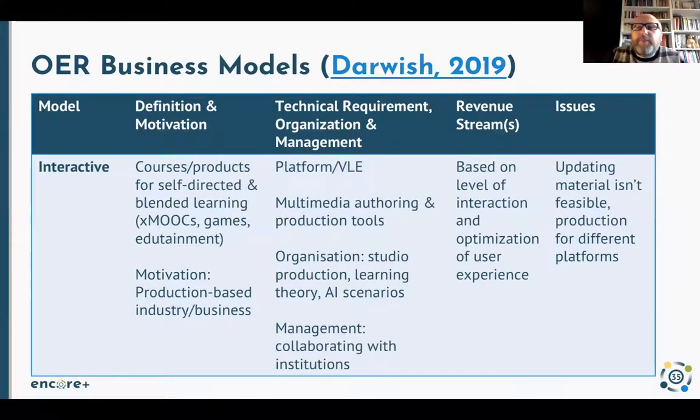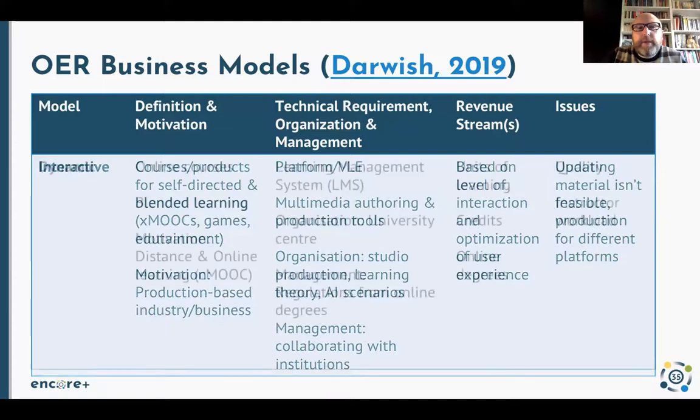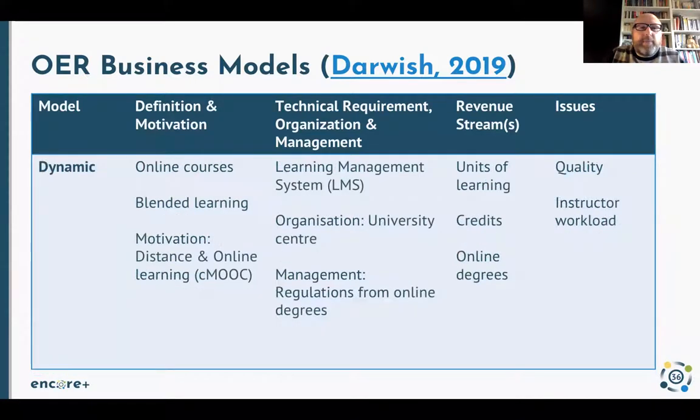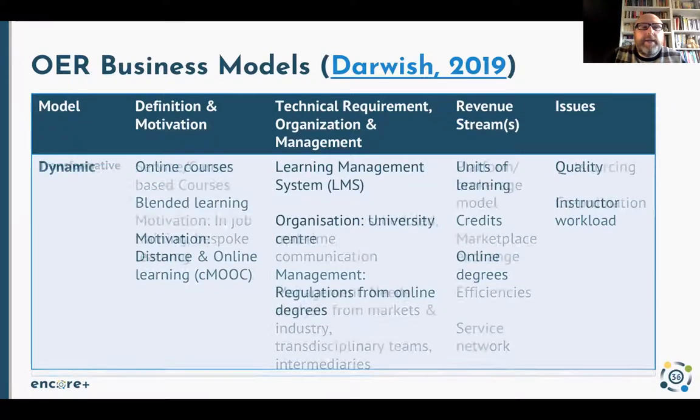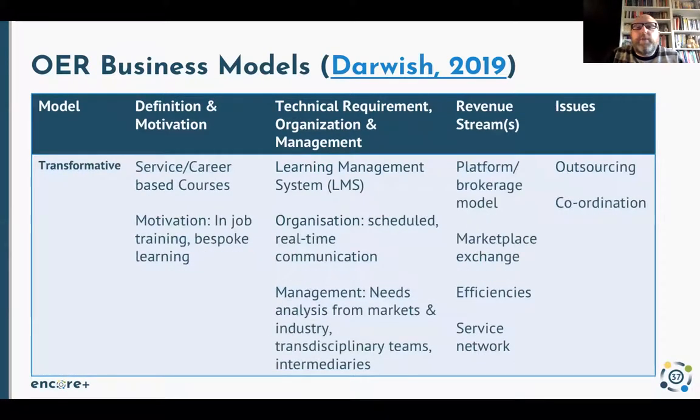Interactive is a sort of xMOOC model where resources are online, but they're structured and there's some automation. So there's some support, but it's not really human. Dynamic is more blended learning, using LMSs and cMOOCs. And transformative is going beyond that model into links with industry, targeted training and education, new forms of efficiency, and so on.